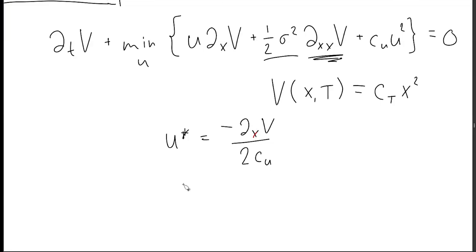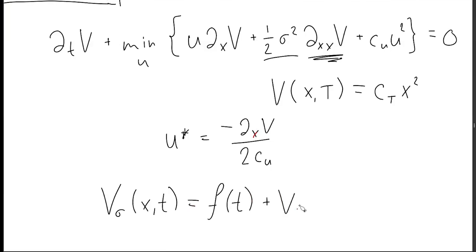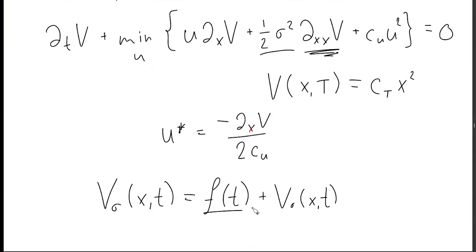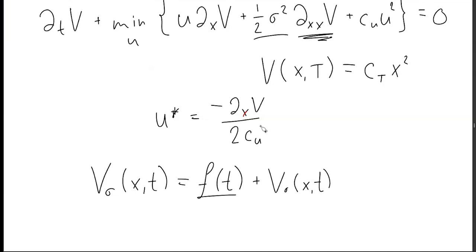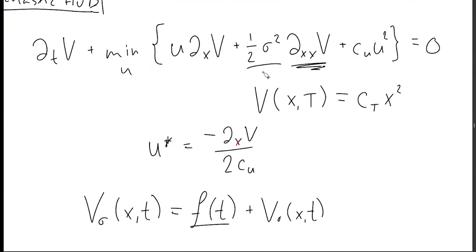I want to find a solution, and I'm going to call it v sigma x t, that is just going to be some function of t plus our previous solution, v0 x t. With the idea being that I can cancel out that constant term by choosing the appropriate f of t. And that's not going to affect any other part because all the spatial derivatives, which are the only other terms that appear here, are not going to be affected by adding a function in time. That function in time is just going to be deleted by the operation of taking the spatial derivative, right?